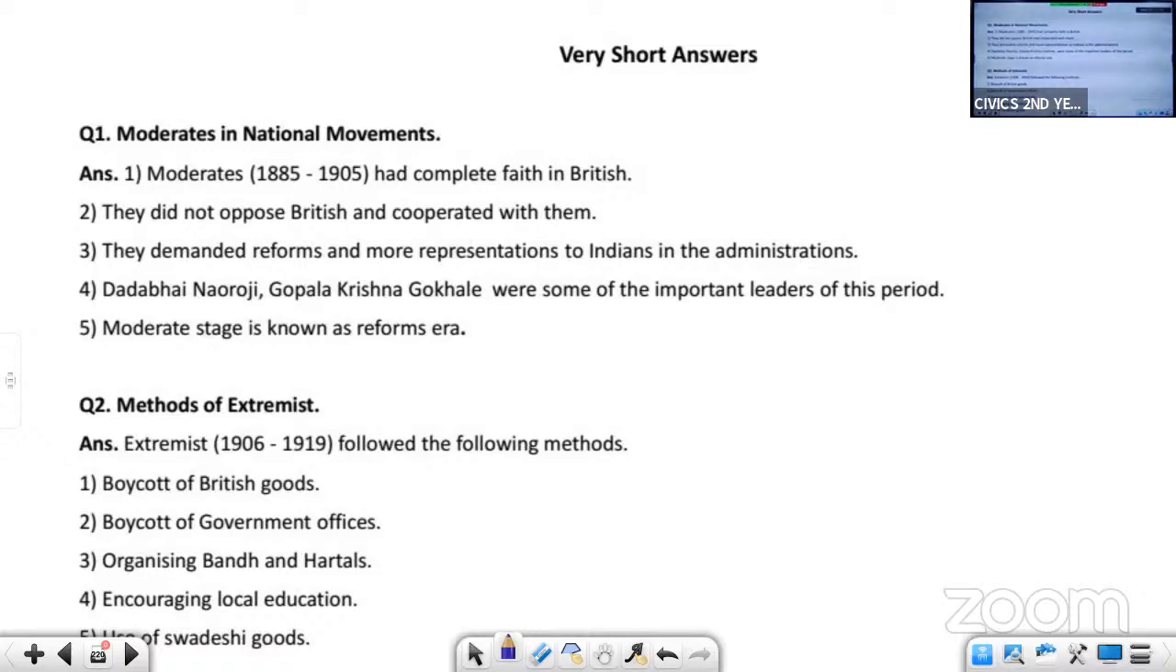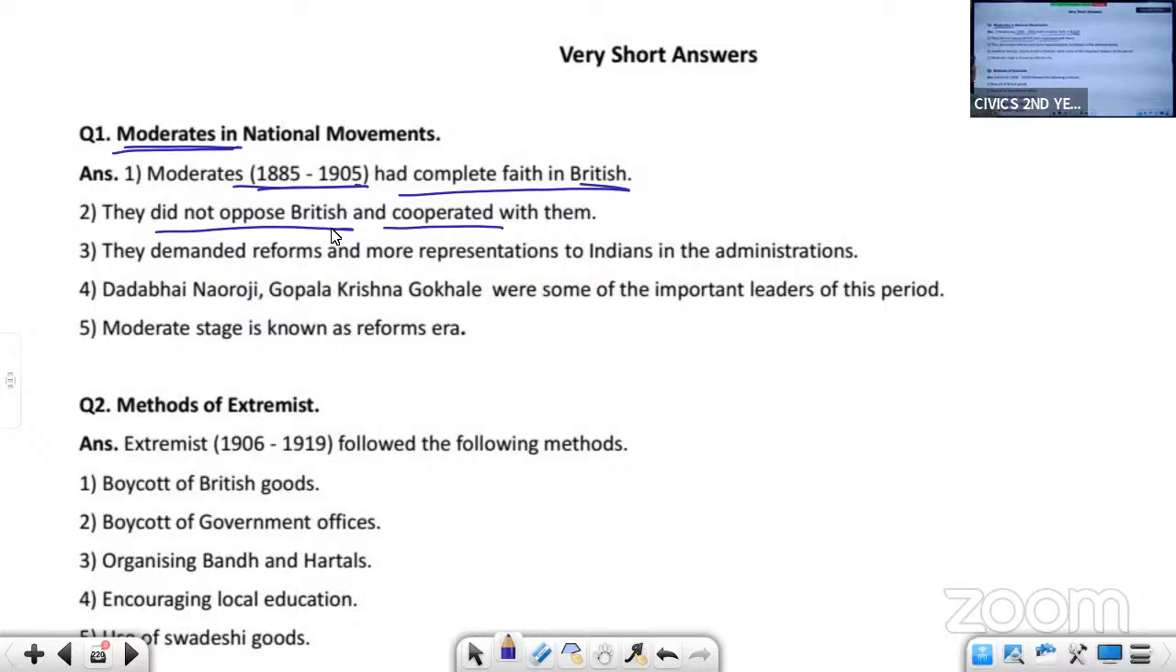The first question is moderates. Yesterday we discussed the phases of the Indian national movement. Under that, the first stage was moderates. The moderate stage was from 1885 to 1905. These moderates had complete faith in the British. They always cooperated with them. They never opposed the British. They never went against the Britishers.